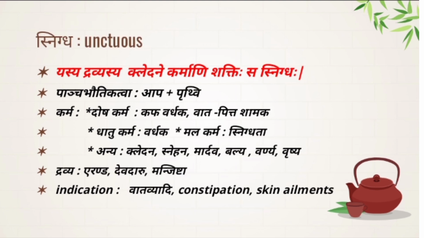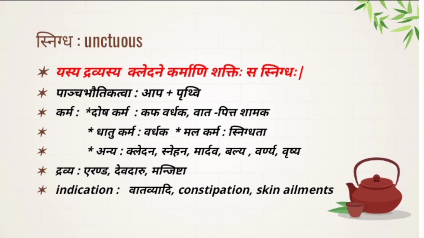Next comes the snigdha, that is nothing but unctuousness or oiliness. Yasya dravyasya kledane karmani shaktihi sa snigdha, the property which produces unctuousness in the body. If a patient complains about excessive dryness in the winter season, usually the skin goes into dryness, or there will be breakage of the skin, or vipadika, we will say cracked soles. In that type of condition, we need to prescribe snigdha guna yukta dravyas. So the panchabhautikatva is apa and prithvi mahabhuta. Karma: dosha karma is kapha vardhaka, vata pitta shamaka; dhatu karma is dhatu vardhaka; mala karma is it produces snigdhata and eases out the defecation.